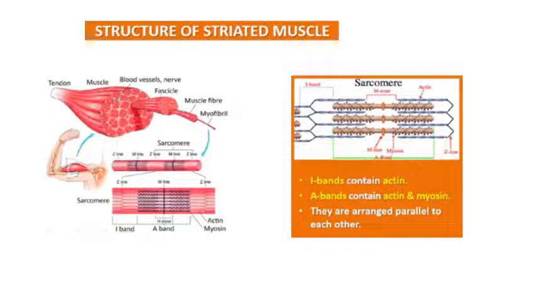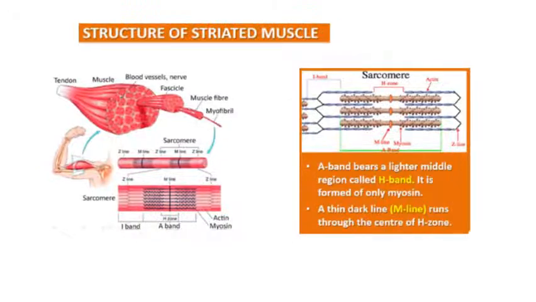Then we have the sarcomeres. The I band contains the actin and the A band contains actin and myosin. They are arranged parallel to one another. So this arrangement is called a sarcomere. A band generally bears a lighter middle region called the H band. It is formed only of myosin, nothing else is present here. And then there's a thin dark line, which is the M line, which runs through the center of the H zone, as you can see in the picture.